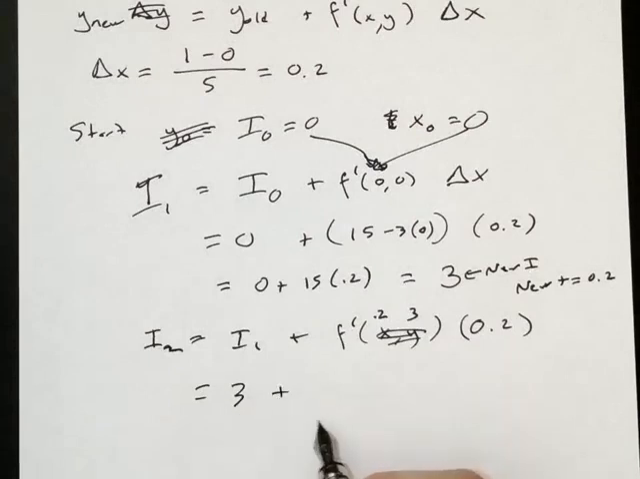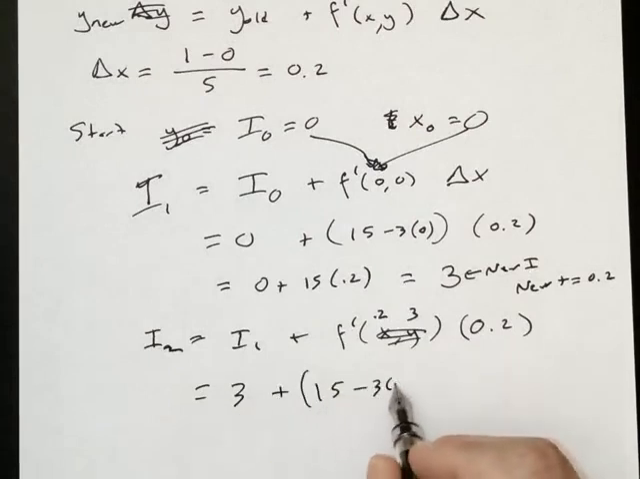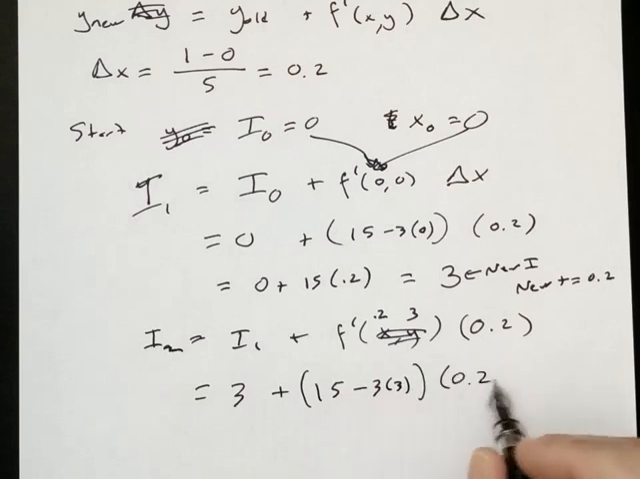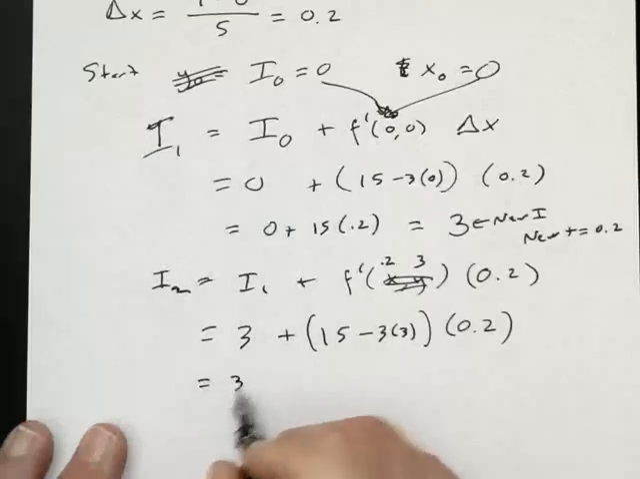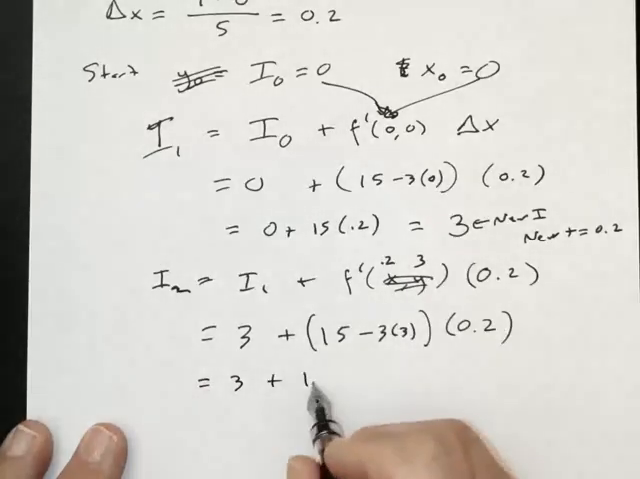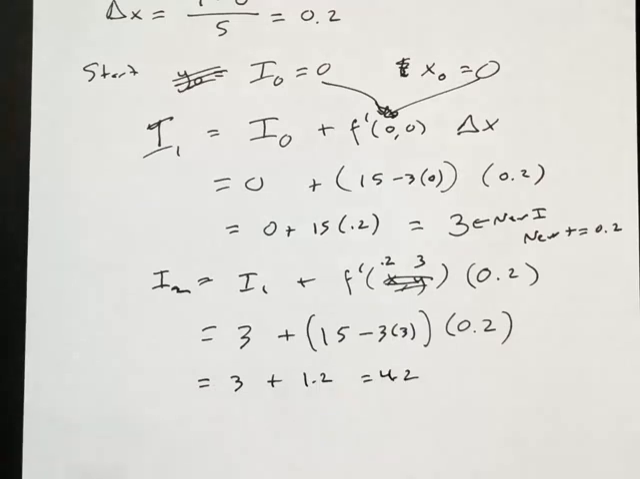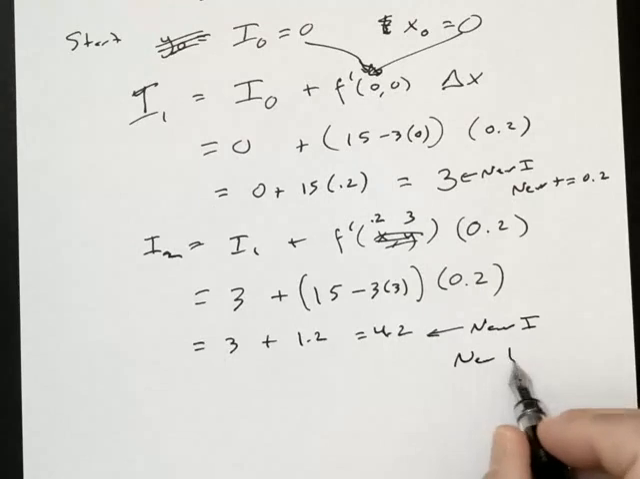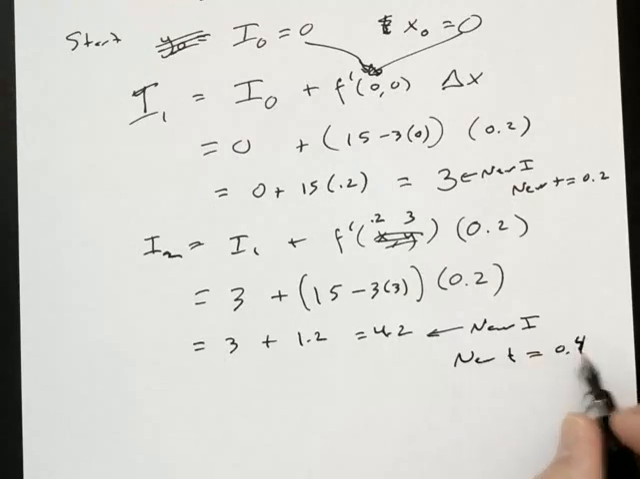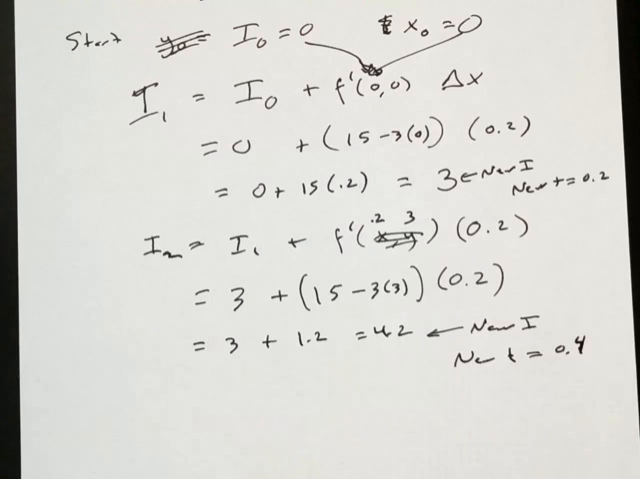Wait a minute, so that's 3 plus 15 minus 3 times 3, times another step. 15 minus 9 is 6. 6 times 0.2 is 1.2. That's 4.2. This is my new I. My new t, I took a second step, so I'm now at 0.4. What's I3?